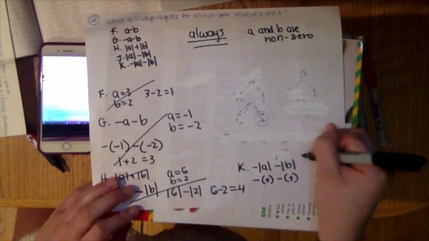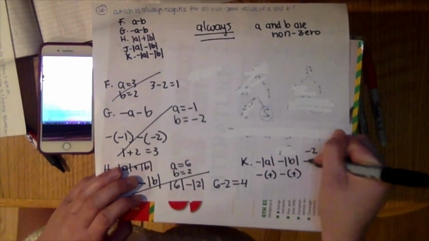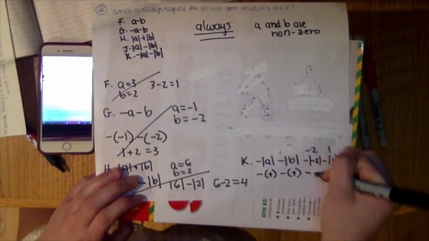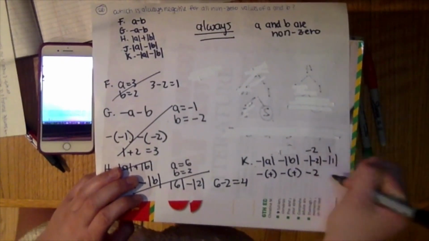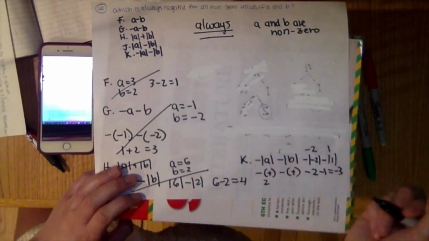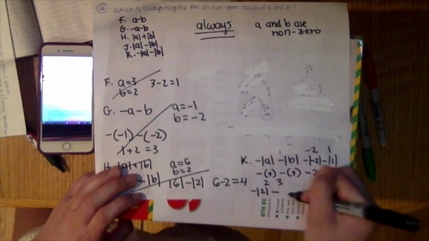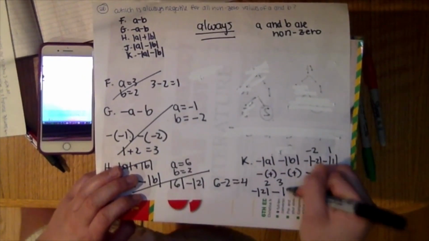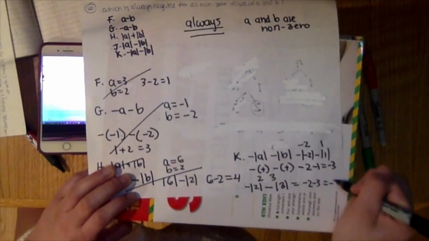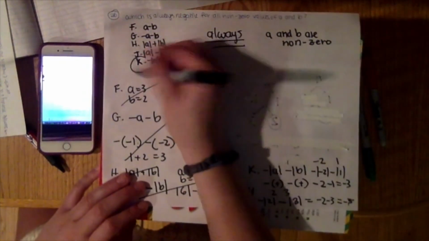For example, if we have negative 2 and 1, it's going to be negative absolute value of negative 2 minus 1, which is negative 2 minus 1 equals negative 3. If we choose 2 and 3, you get negative absolute value of 2 minus absolute value of 3, which is negative 2 minus 3 equals negative 5. No matter what you plug in here, it's going to be negative. So K is going to be our answer.